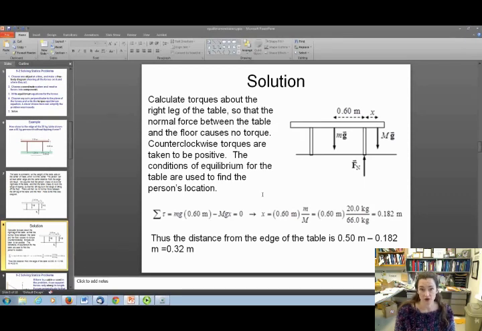And now we can solve, okay? We know the mass of the table and we know the mass of the person, and so we solve and we get x is equal to 0.6 times little m over big M, which is 0.6 times 20 kilograms, the mass of the table, divided by the mass of the person, 66 kilograms, and that gives us x is 0.182 meters. Now, it asks for the distance from the edge of the table, and x was the distance from the leg, and so you need to do 0.5 meters minus 0.182 meters to get the distance from the edge of the table, and that gives you 0.32 meters.